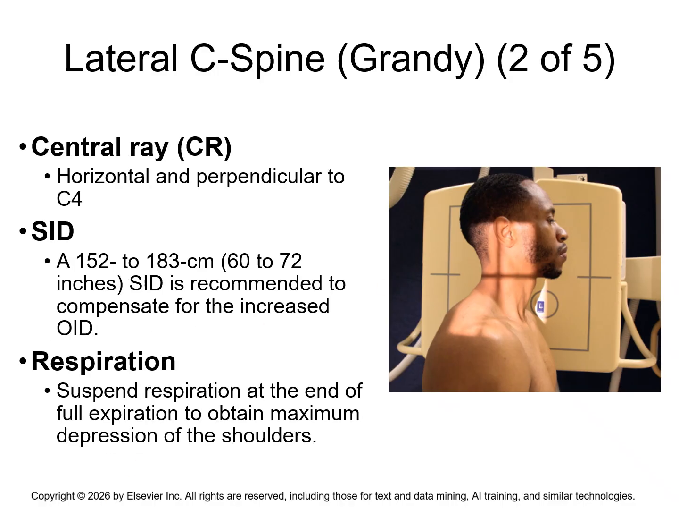Okay, so now let's talk about horizontal ray, 72 inches. Again, we have a lot of OID happening, so we're going to increase that to, it says 60 to 72. Obviously, we're going to do 72. And then we're going to suspend respiration at the end of full expiration, okay? And so I show the patient that. I take a breath, and then I blow, and then I show my shoulders relaxing down. But again, look at their head at last before you walk away, so you make sure that they're straight.